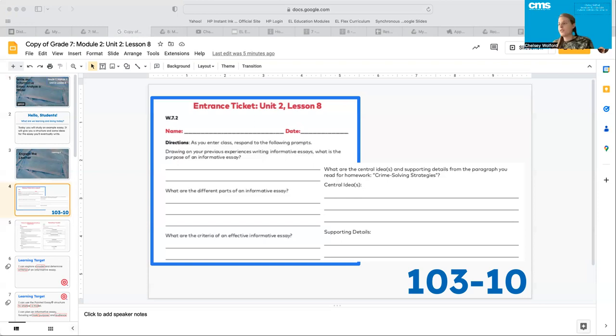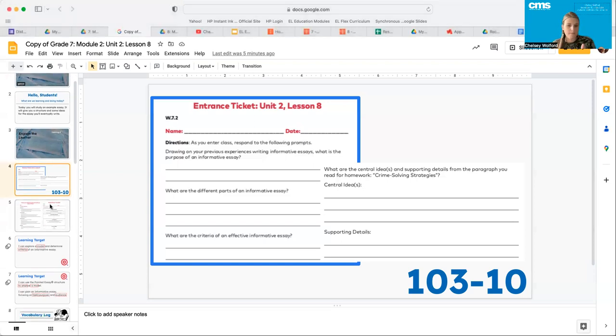Next question, what are the central ideas and supporting details from the paragraph that you read for homework? So you guys probably did not do this for homework, so that's okay. So let's go ahead and move on from here and look at today's work.